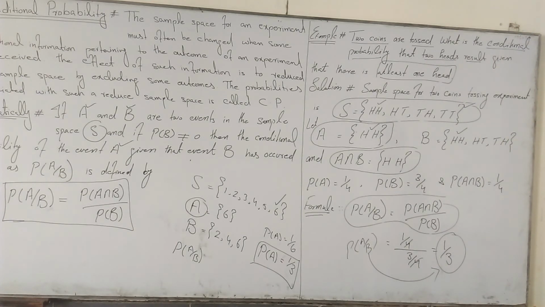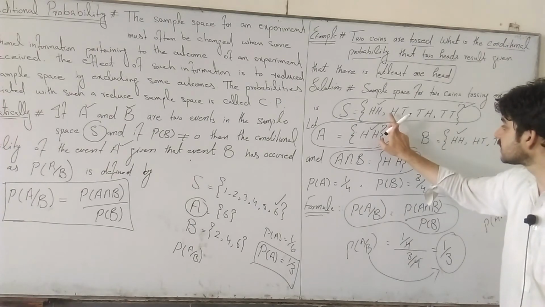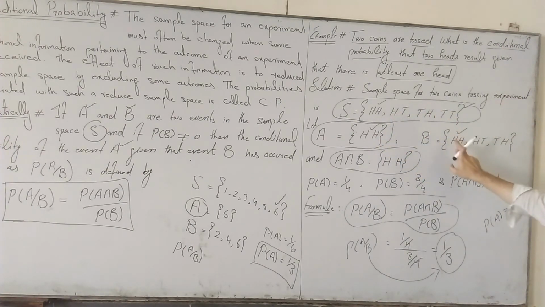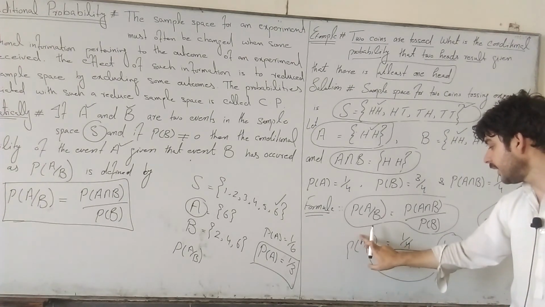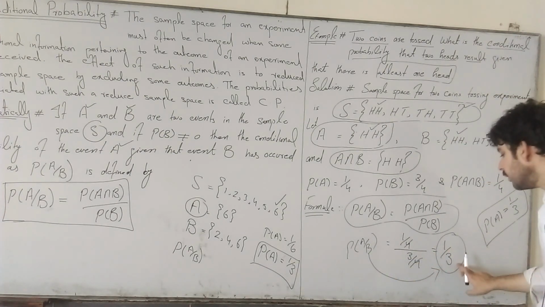If we find probability of A directly, not on the basis of the sample space S but on the basis of the set B, there is one element and set B has 3 elements, so 1 over 3. The probability of A on the basis of set B is equal to 1 over 3. So conditional probability of A is represented by A given B and the value of conditional probability is 1 over 3.